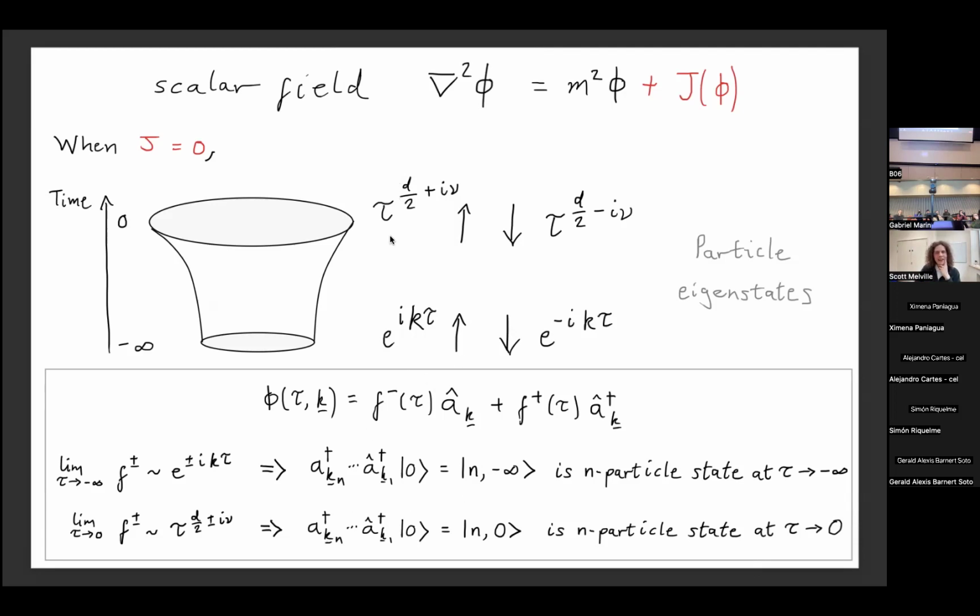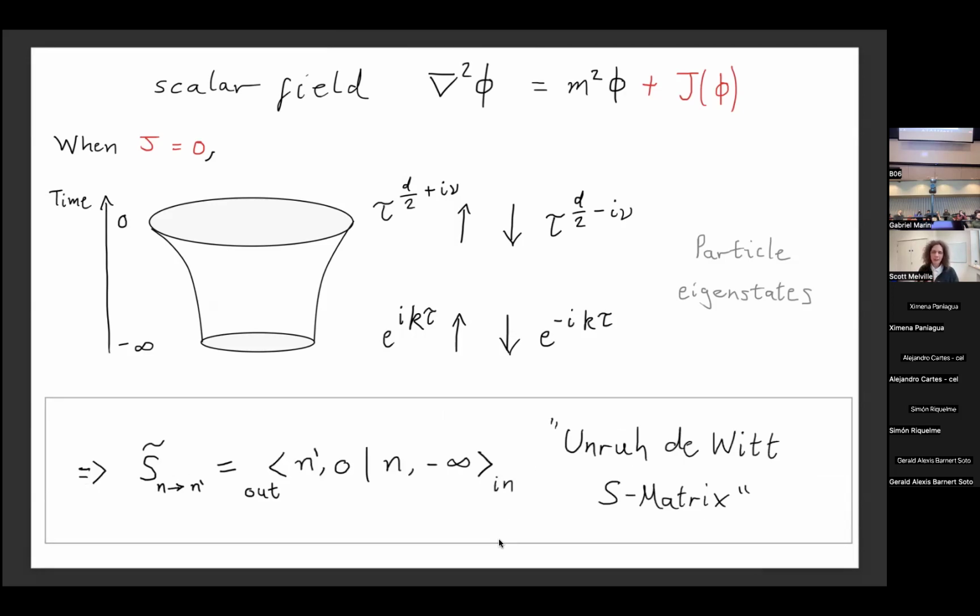Okay, so the fact that you have these different boundary behaviors for your equations of motion means that you have these 2 different states, these 2 different n particle states that you can define. A state that has exactly n particles in the far past and a state that has exactly n particles in the far future. Very good.